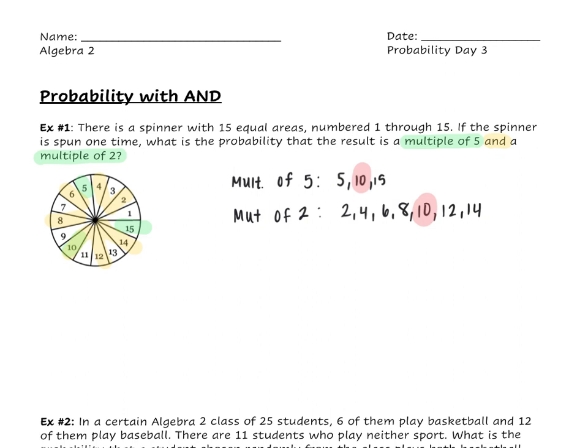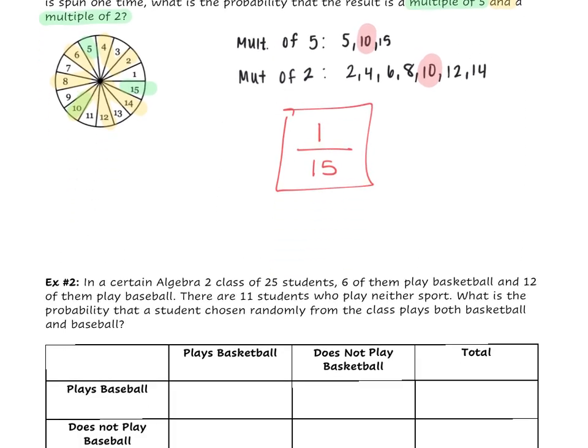There's no 5s, there's no 15s, so there's only one number out of this entire spinner that is both a multiple of 5 and a multiple of 2. So we have one number out of the total of 15 that are both a multiple of 5 and a multiple of 2. All right, let's try the second example.